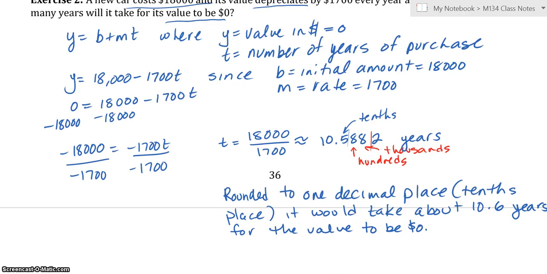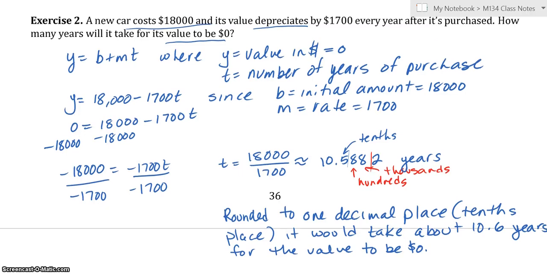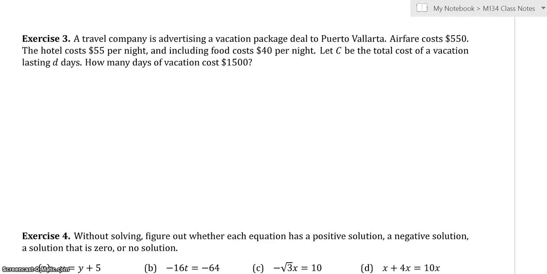So about 10.6 years. You could also say about 11 years. Again, that would be rounded to the whole number, or the nearest year. It's closer to 11 years than 10 years. So let's go on to the next page. Exercise 3. Exercise 3 is practice with this, so go ahead and try this and come back when you want to see the solution.